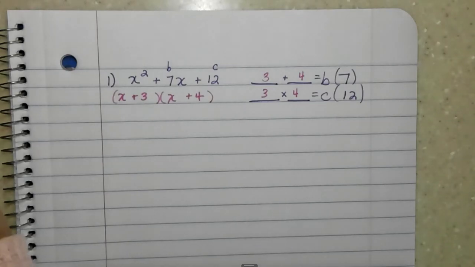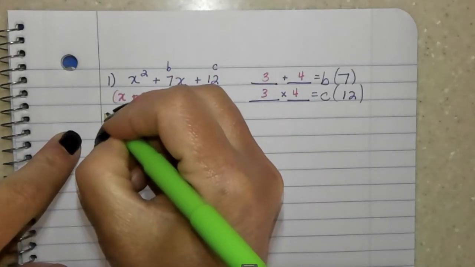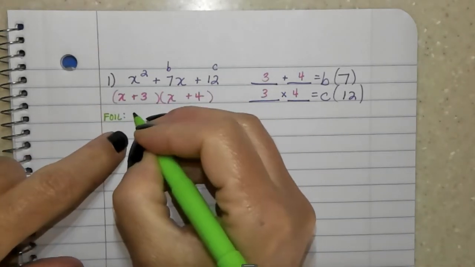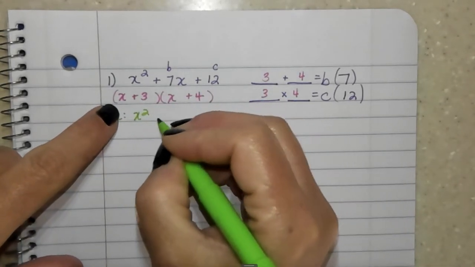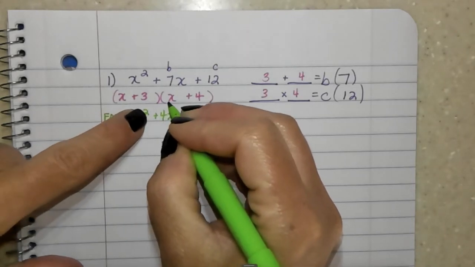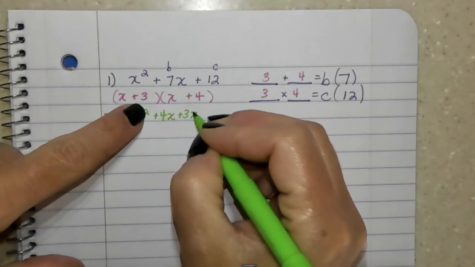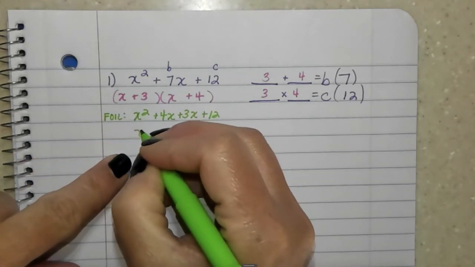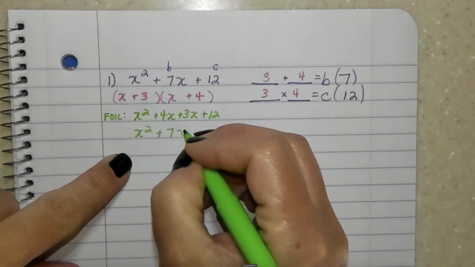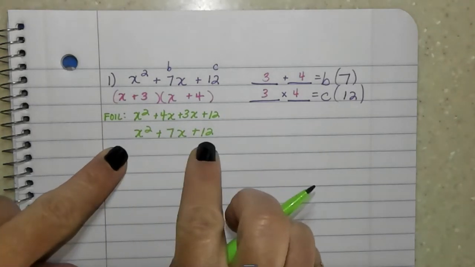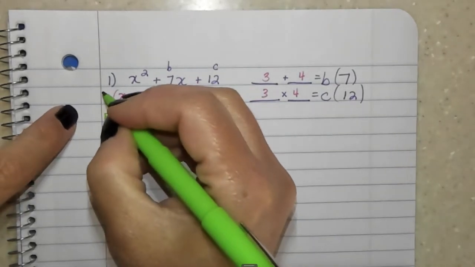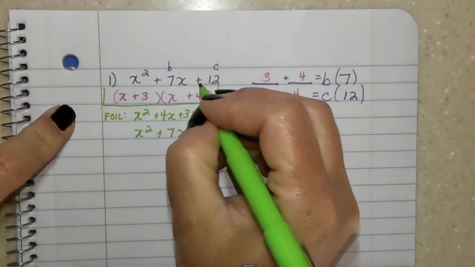Right? You want me to prove it to you? Fine, I'll prove it to you. Let's FOIL this thing. Let's FOIL it just to check. Here we go. First, outer, inner, last. Combine those like terms. And doesn't that exactly match the trinomial we started with? It sure does. So this is the correct factoring.